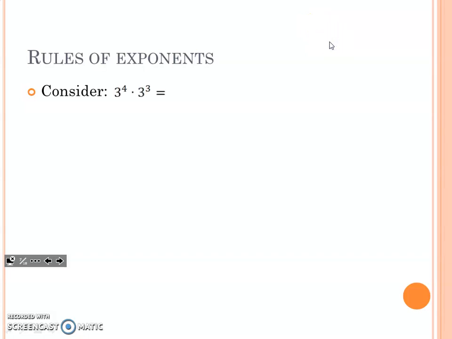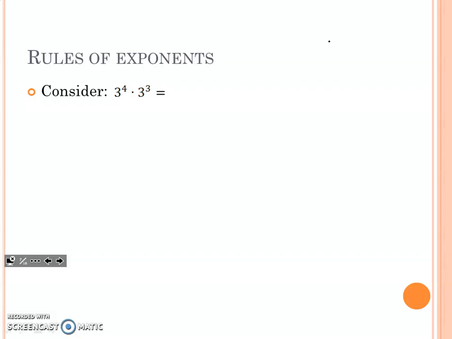Okay, the next thing we're going to run through is our basic rules of exponents. I'm going to do so by doing more of an investigation, showing you why the rules are the way that they are. Our first example here, I have 3 to the 4th times 3 cubed.